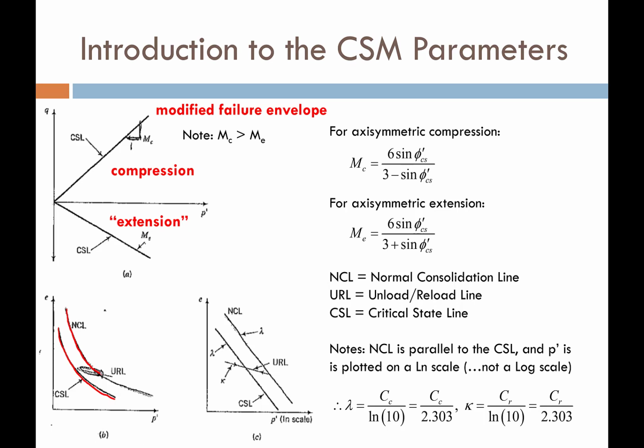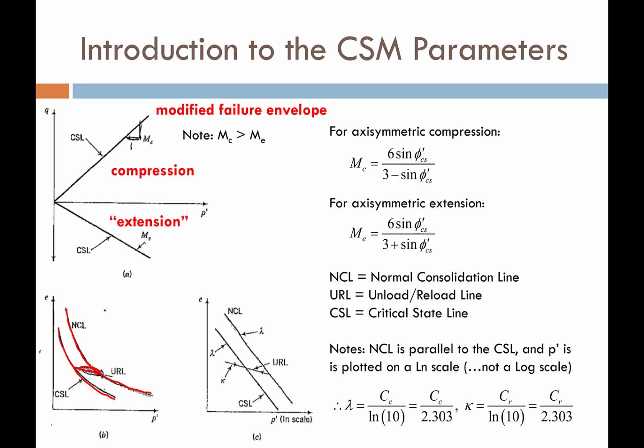But if we rebound the soil and over-consolidate it, then the rebound line does something like this. And then it's possible to cross the critical state line. But if we reload it, it will come back and we'll be back on the normal compression line. So NCL is the normal consolidation line. It's equivalent to a consolidation curve. And the URL is the unload or reload line of the consolidation curve.